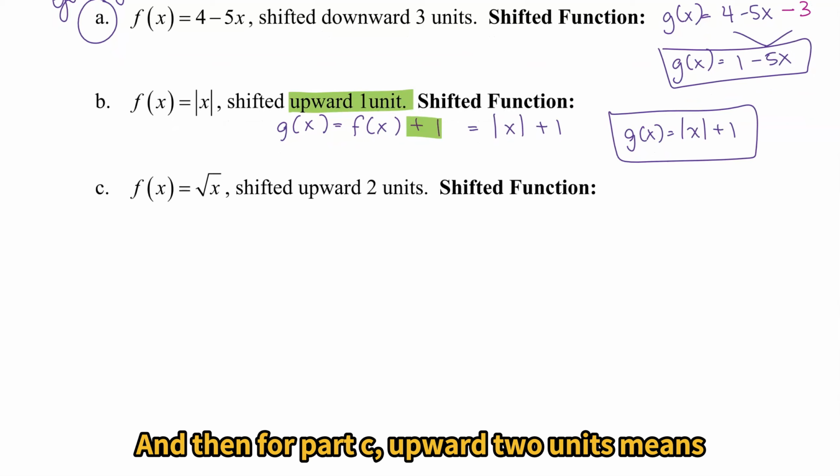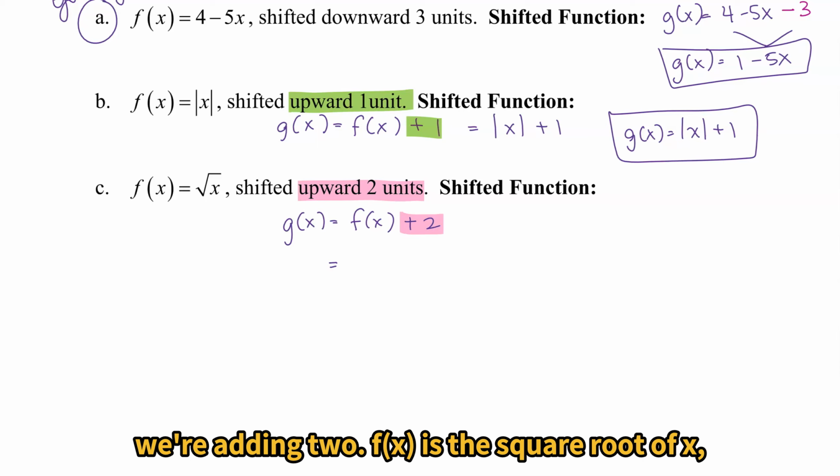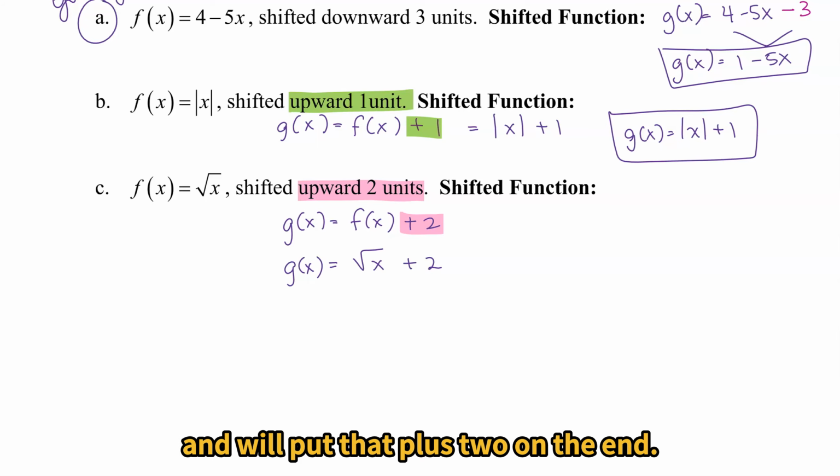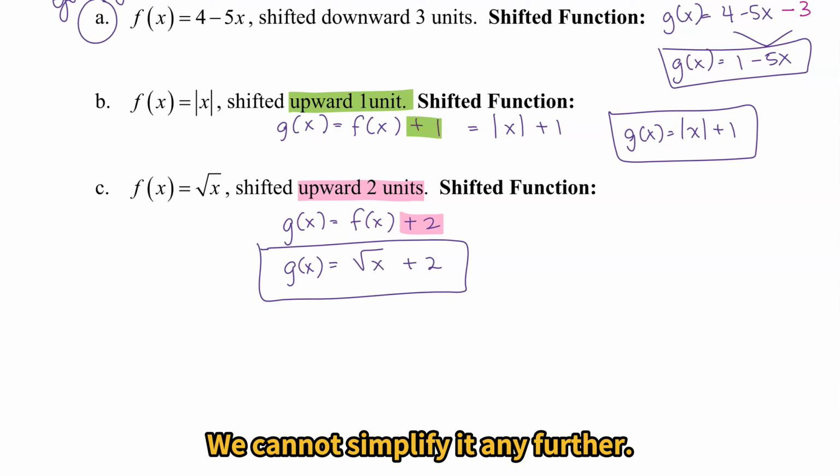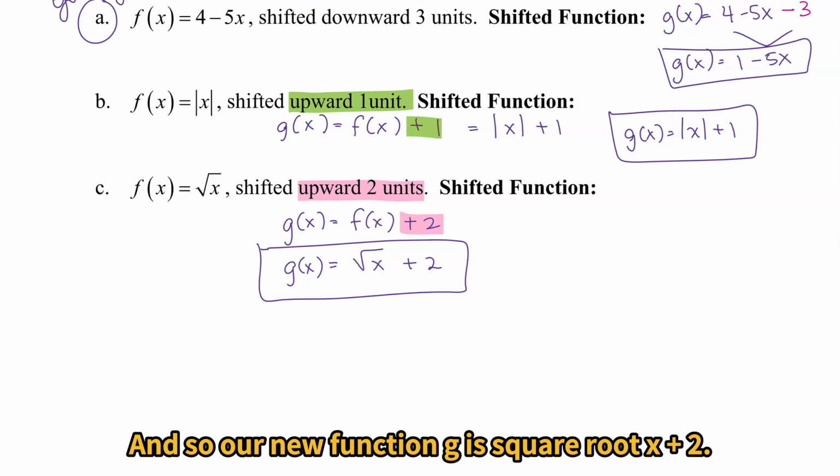And then for part C, upward 2 units means we're adding 2. f of x is the square root of x. And we'll put that plus 2 on the end. We cannot simplify it any further. And so our new function g is square root x plus 2.